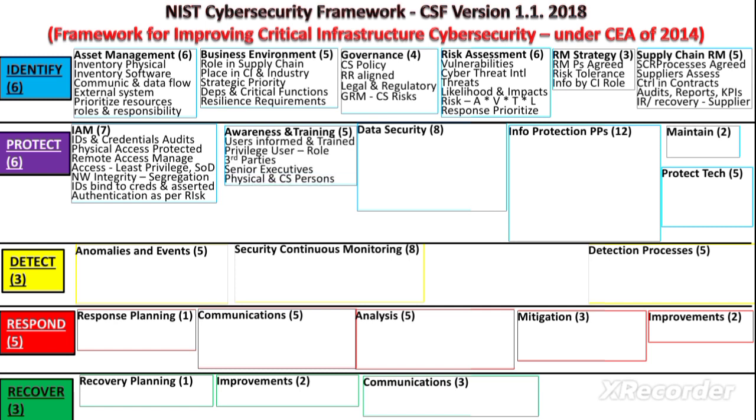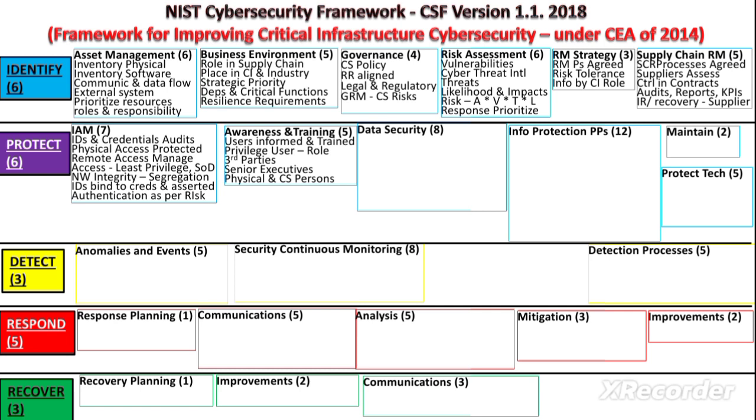Then, in awareness and training, all the users should be informed and trained for secure cybersecurity practices. It may also include the privileged users. They should understand their role in cybersecurity, and any third party or suppliers or your partner or also your customers or the senior executives also, and the persons who are responsible for physical security, and especially the persons which are responsible for cybersecurity in your organization. So you have to train and make aware all these persons.